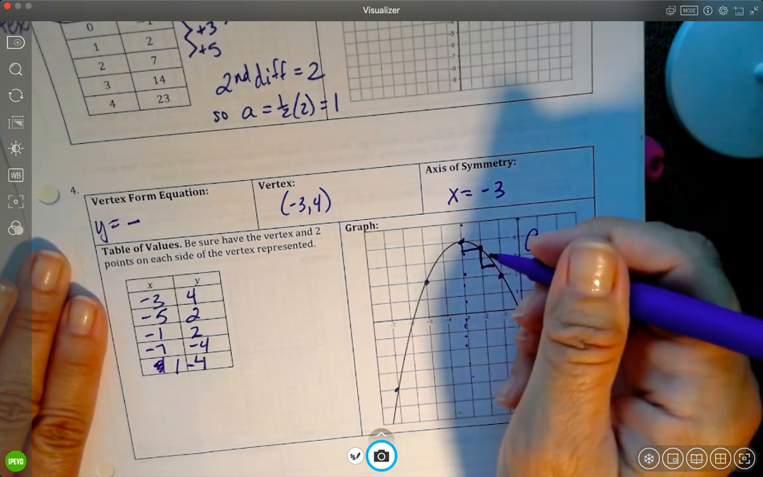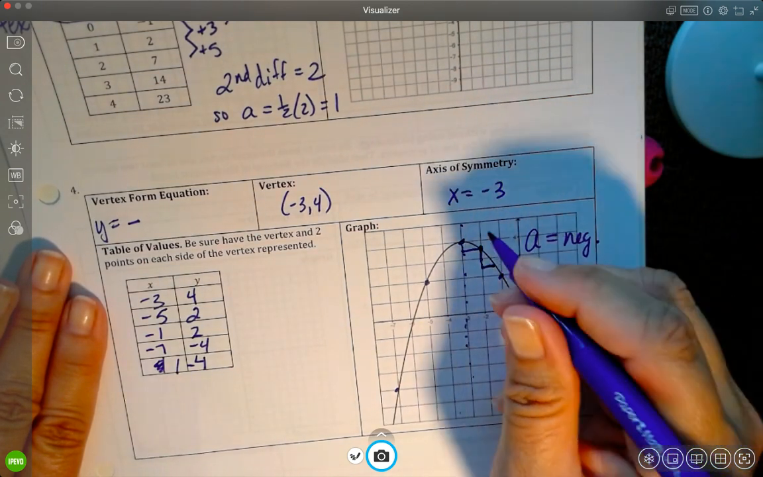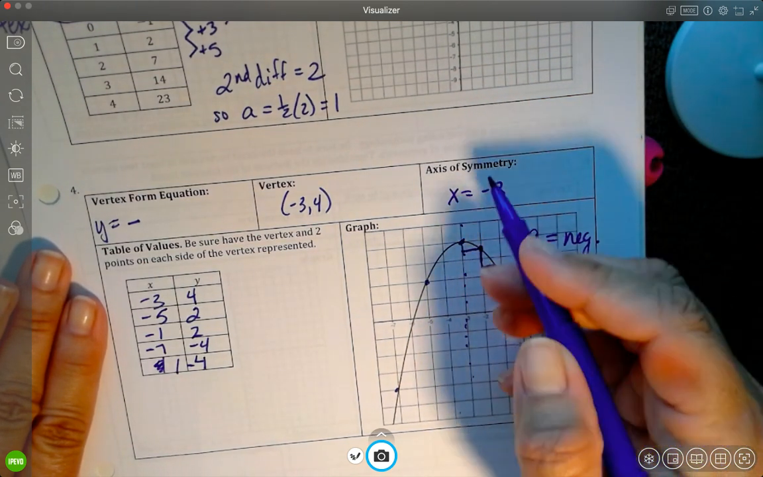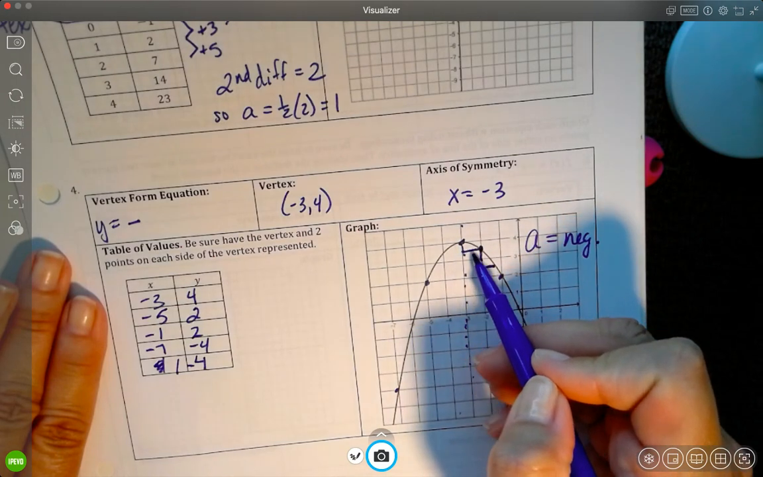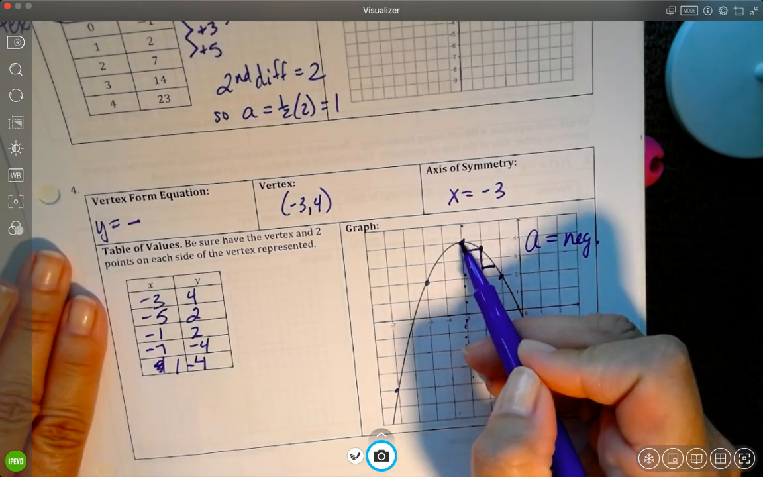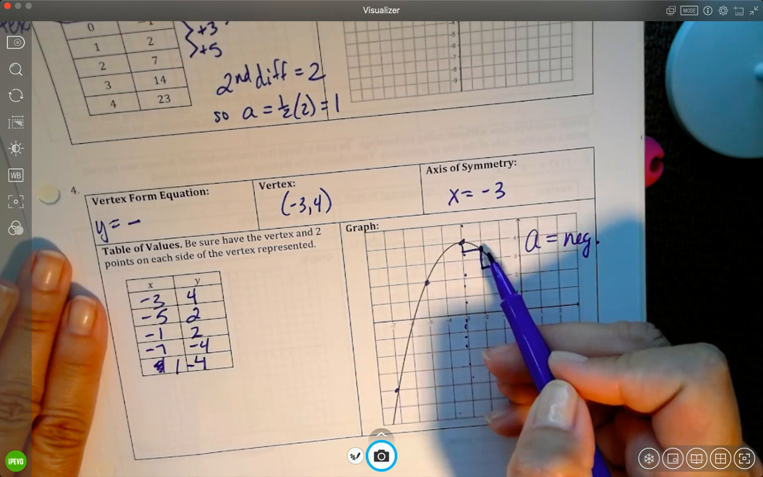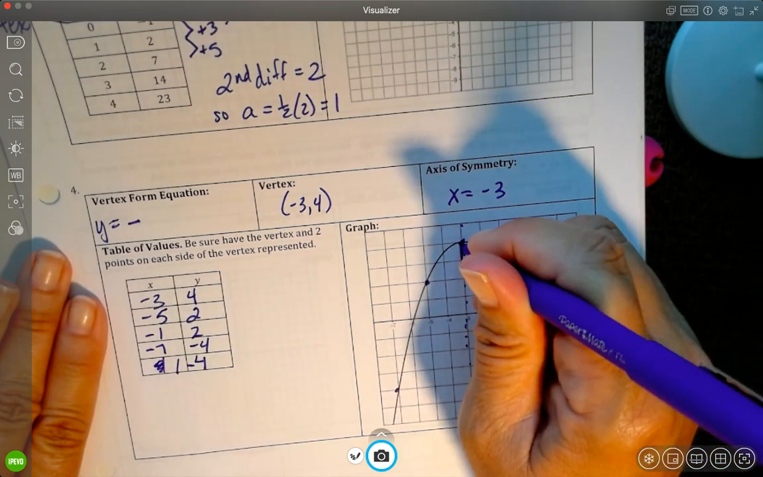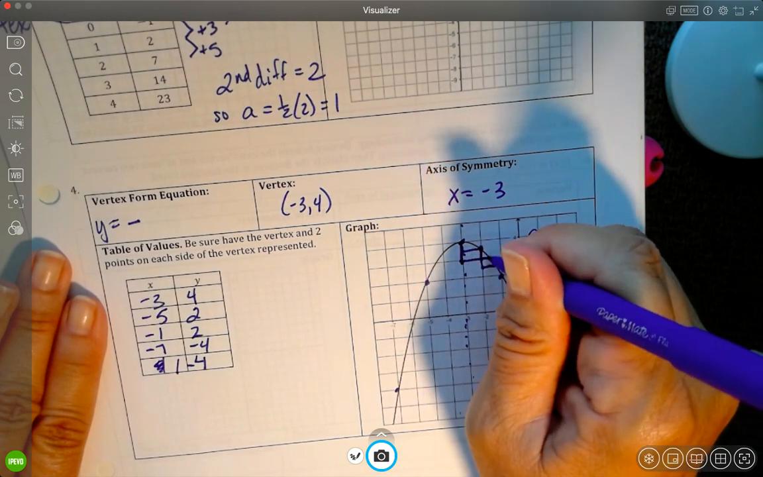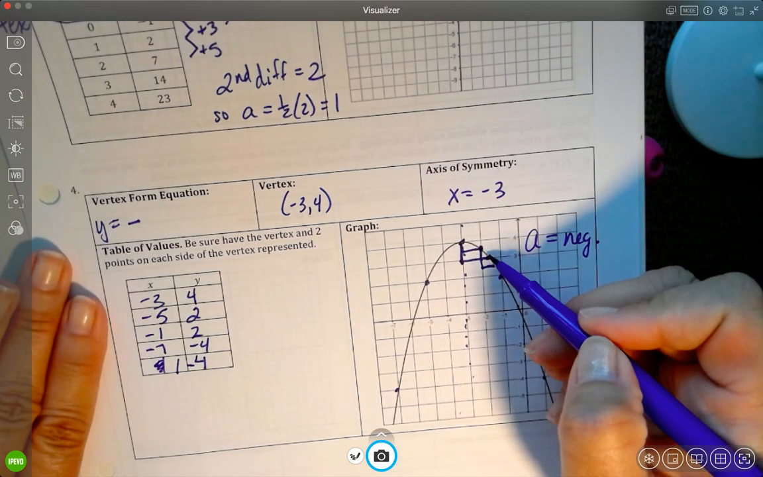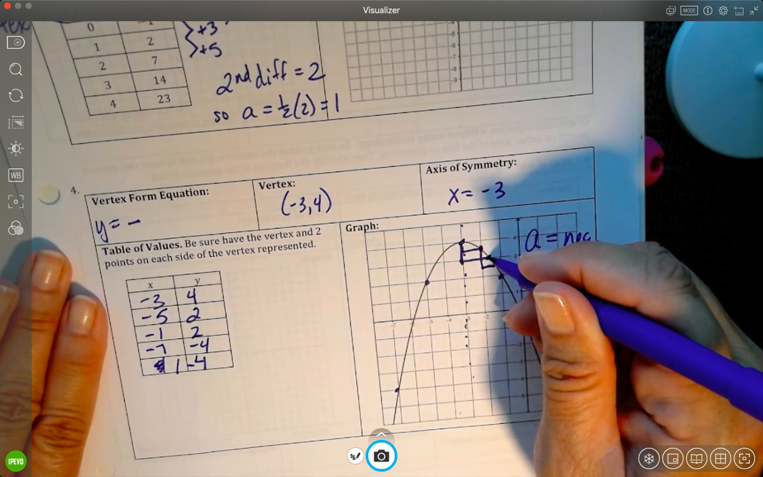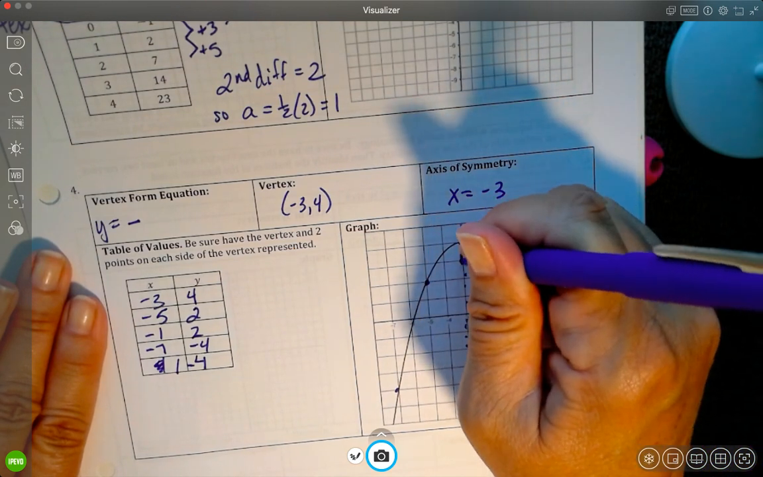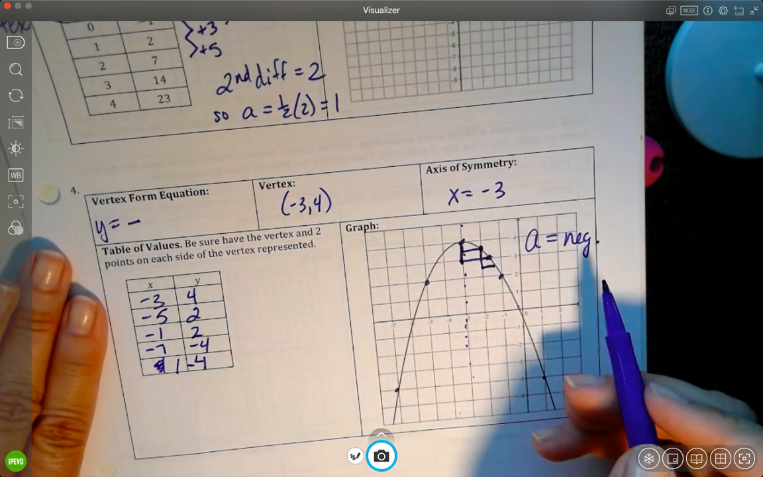So I know that if I go down, it's like I'm going down a half, on the half point. So I go down 1, right 2. Or I could go down 1, right 2 and get back on my problem. So I know that my A is -1/2.